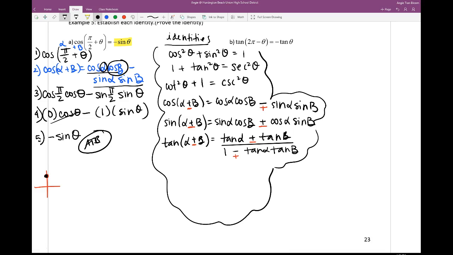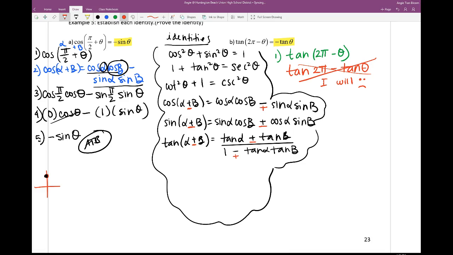Let's do B. I'm going to use different ink here so that it doesn't go crazy with my identities in the middle. Again, I'm going to pick tangent of 2 pi minus theta because that looks scarier. And look at the goal. I want to get to negative tangent. Now, this is what I don't want you to do ever. Please don't do this. I would cry. Tangent of 2 pi minus tangent of theta. That's not okay. I will cry.